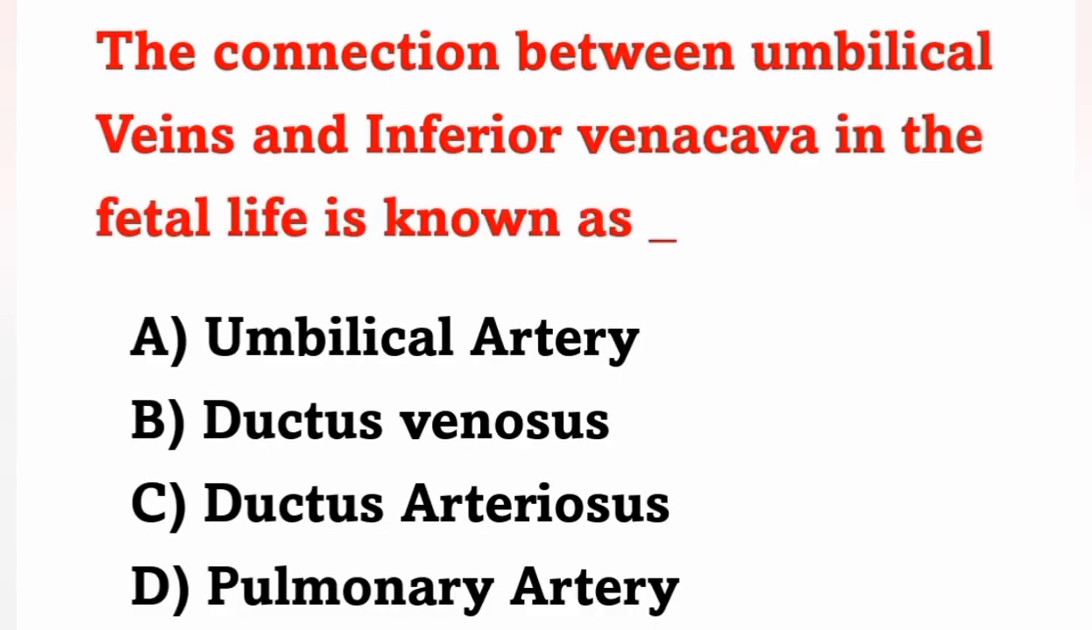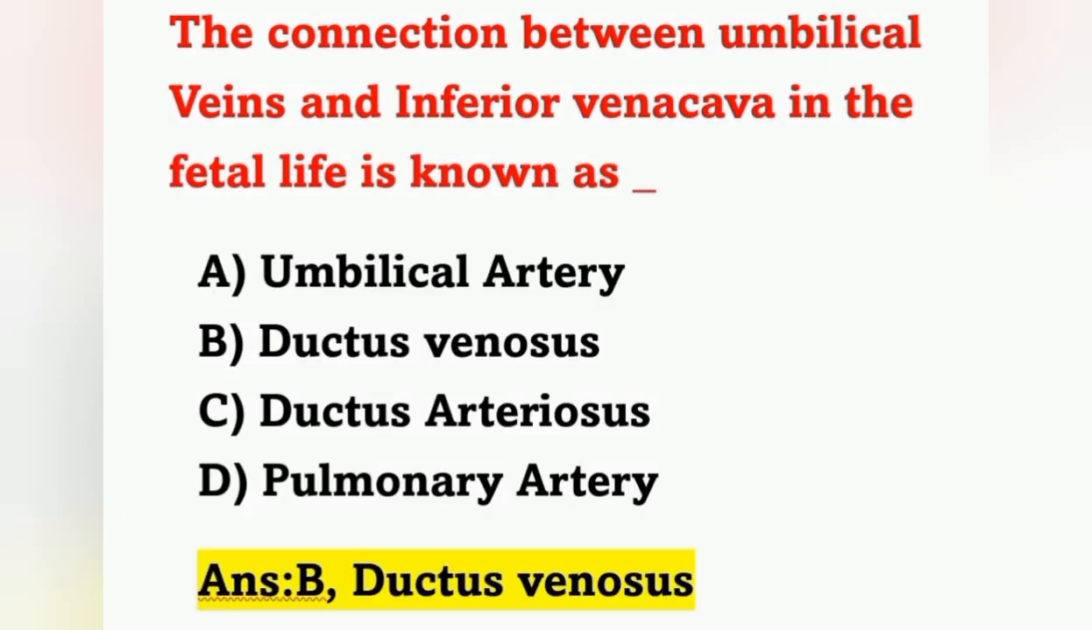And the next question, the connection between umbilical vein and inferior vena cava in the fetal life is known as? Option A umbilical artery, option B ductus venosus, option C ductus arteriosus, option D pulmonary artery. The connection between umbilical veins and inferior vena cava in the fetal life is known as ductus venosus. Option B is the correct answer. Ductus venosus is the connection between umbilical veins and inferior vena cava. Move on to the next question.